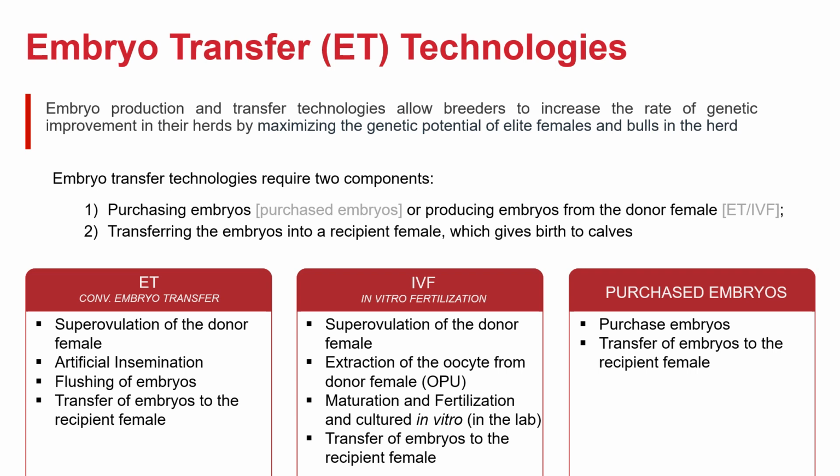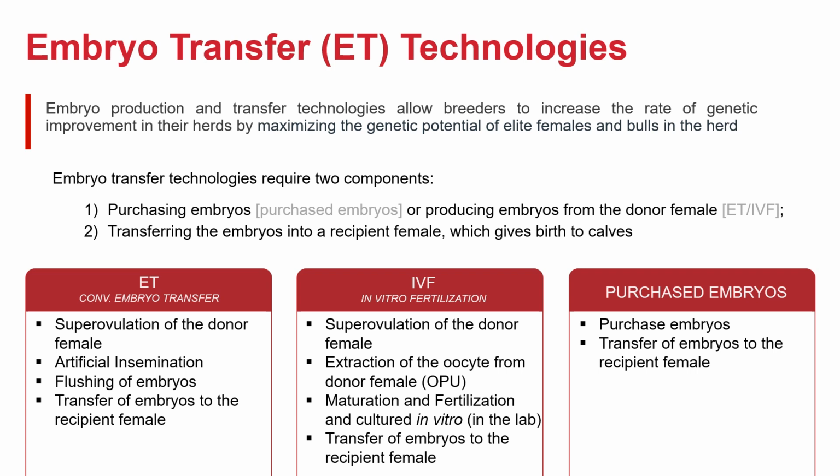There are several different types of embryo transfer technologies, but they all essentially consist of two major components: purchasing embryos or producing embryos from donor females, and transferring the embryos into a recipient female, which gives birth to the calves. Conventional embryo transfer, in vitro fertilization, and purchased embryos are three distinct types of embryo transfer technologies that each differ in the process used to produce the embryos.